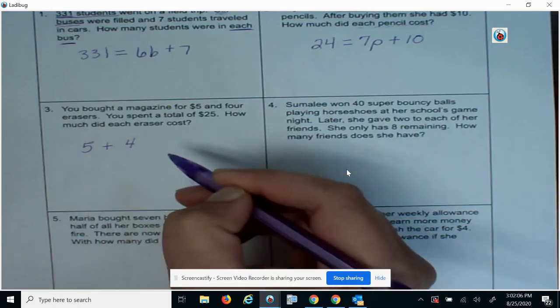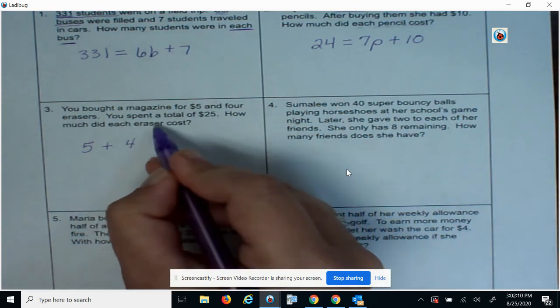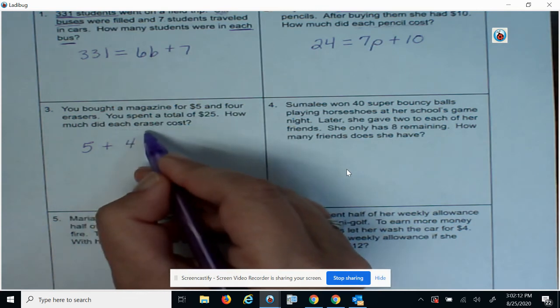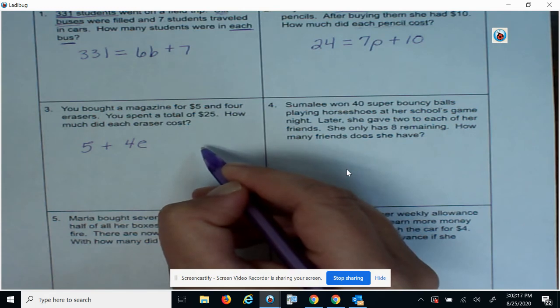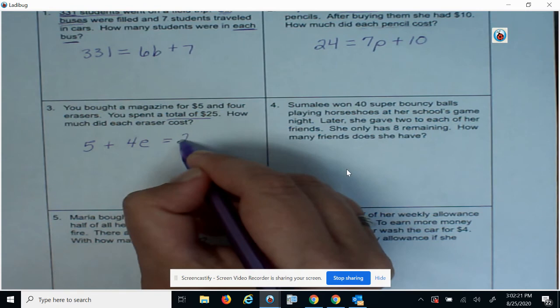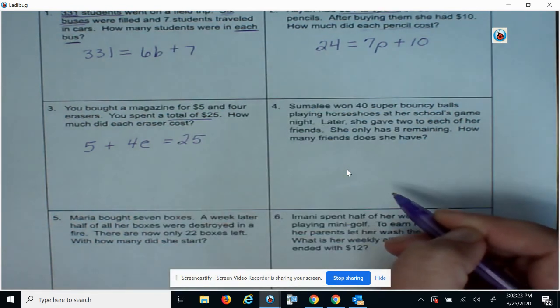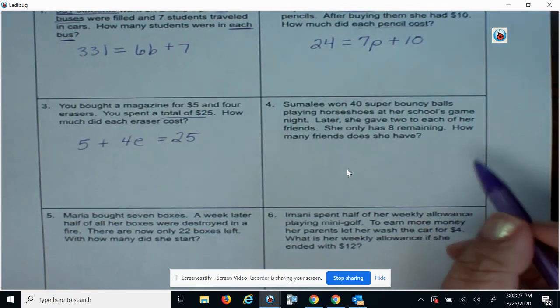Well, to find the cost for the erasers, you would do 4 times the cost of the eraser. But we don't know how much it costs. So that's our variable with our number there. Total was $25. So solve that equation. Make sure you note on your homework.